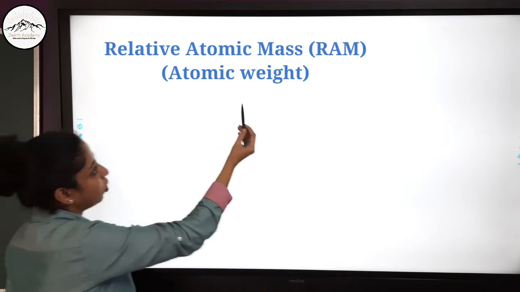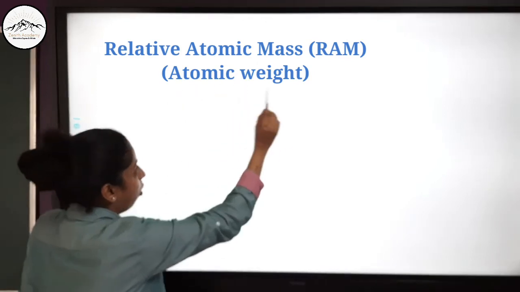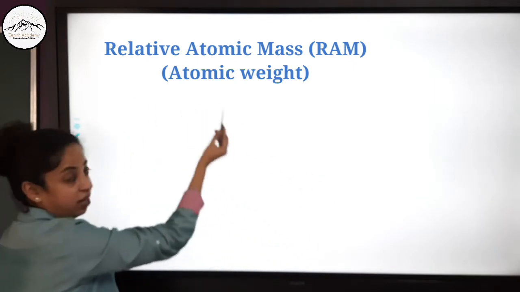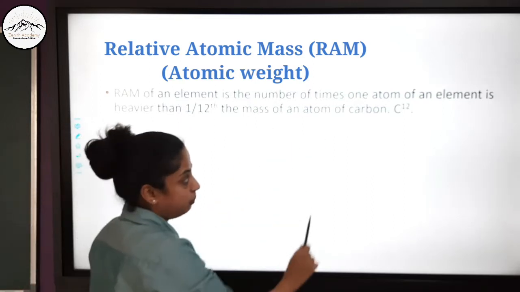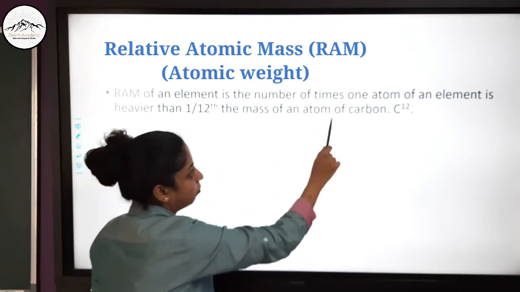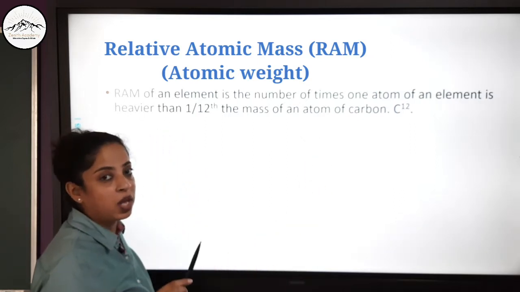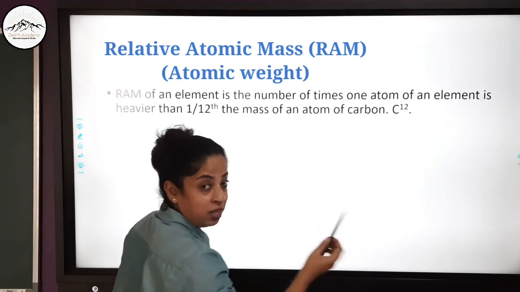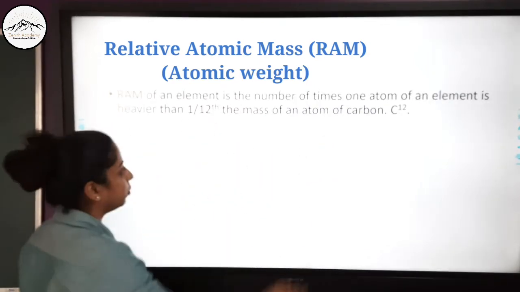Now what is relative atomic mass and how is it defined? Now children, you should know this, that relative atomic mass, abbreviated as RAM in this module, is nothing but the same as atomic weight. The relative atomic mass of an element is the number of times one atom of an element is heavier than 1/12 the mass of an atom of carbon-12. One atom of carbon has the mass of 12, so 1/12 of 12 is 1. So we are comparing how many times one atom of an element is heavier than 1, which is 1/12 the mass of an atom of carbon-12.